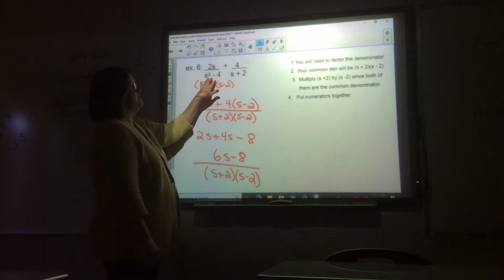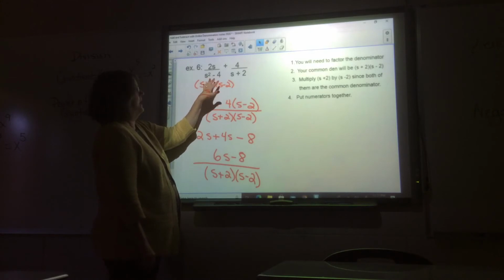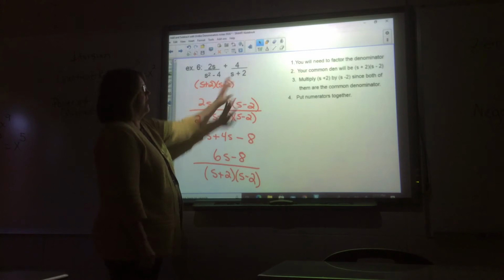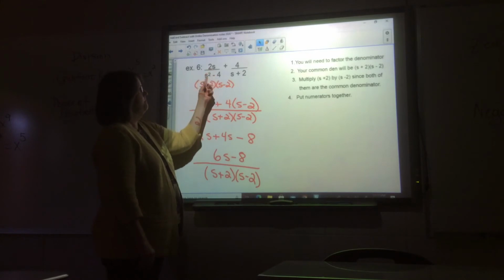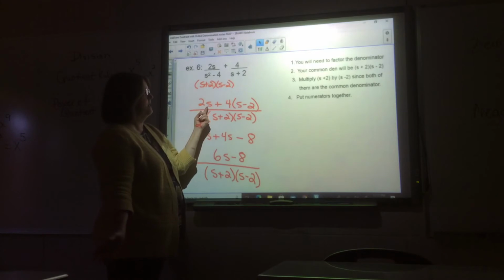All right, I need to factor this denominator so I can look at it. S squared minus 4 is s plus 2, s minus 2. Then I've got s plus 2 over here. So my denominator is both of those. S plus 2, s minus 2. This fraction has both of those already, so I don't need to multiply it by anything.